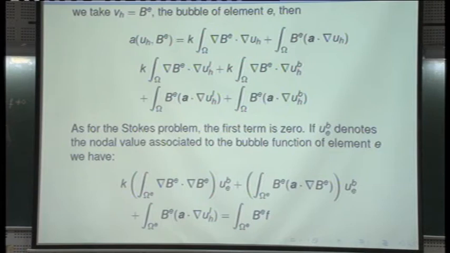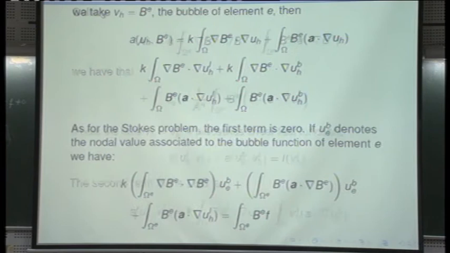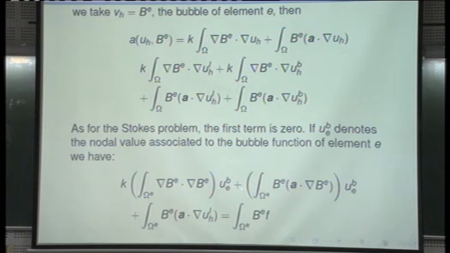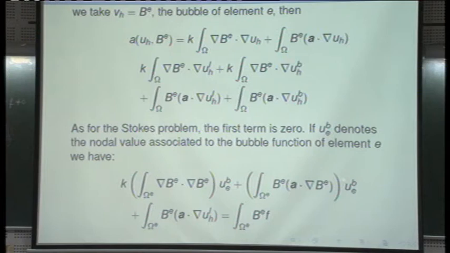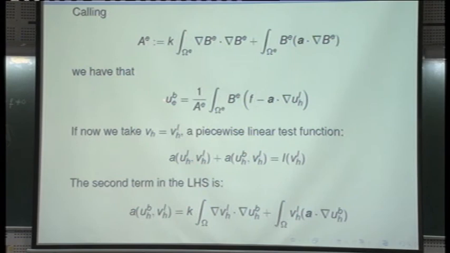And now again, we can eliminate, we can condense, that's the technical word, the degree of freedom for the bubble. The degree of freedom for the bubble can be obtained in terms of the linear part from this expression. That's what we get here. We call A that coefficient, which is this coefficient plus this one, multiplying the degree of freedom of the bubble, UBE, and from this expression we can obtain UBE in terms of this, as it is explained here.